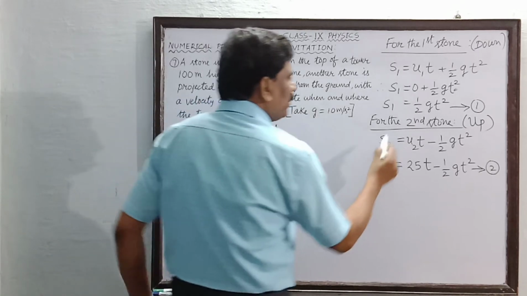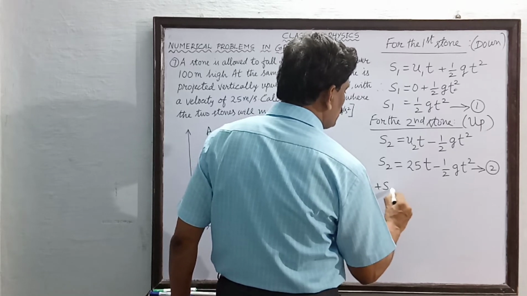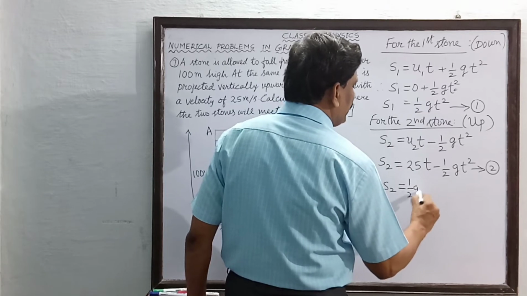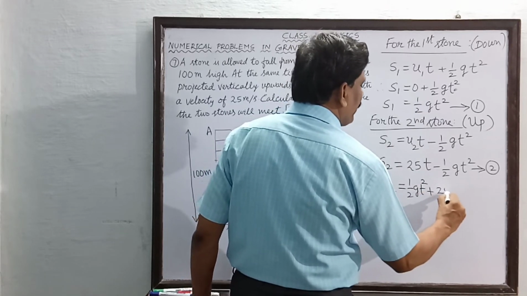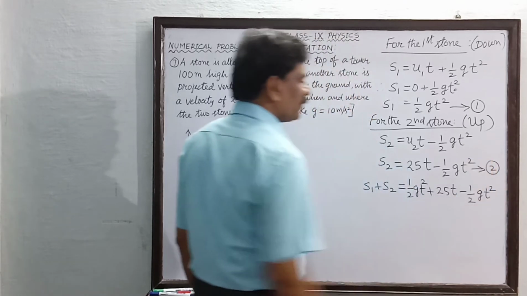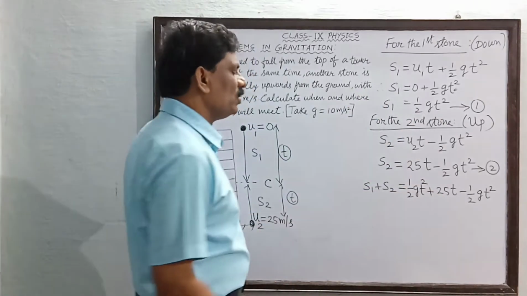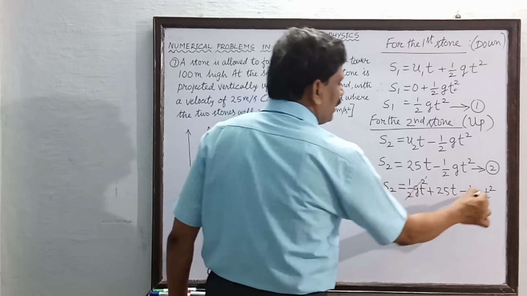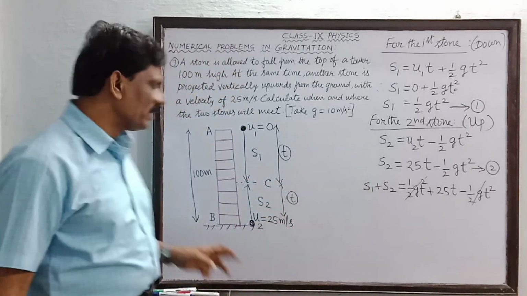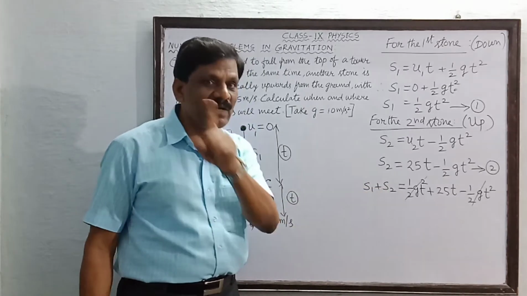Okay. So I am going to add equations 1 and 2. So S1 plus S2 is equal to, the right hand side is half gt square plus 25 into t minus half gt square. I have added the left hand sides as well as the right hand sides of equations 1 and 2. So this half gt square and minus half gt square will get cancelled. But S1 plus S2 is equal to how much? What is the height of the tower? It is 100 meter.